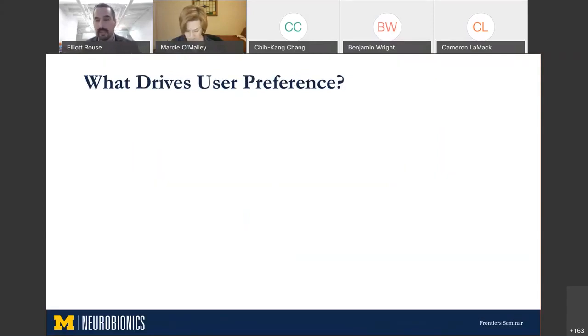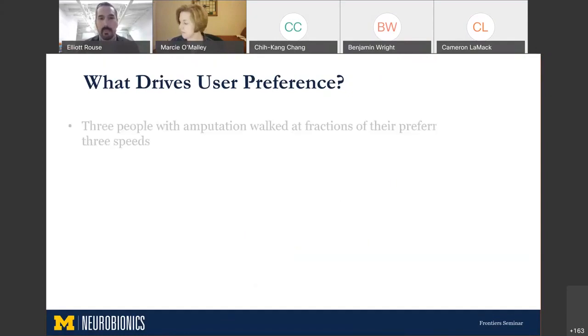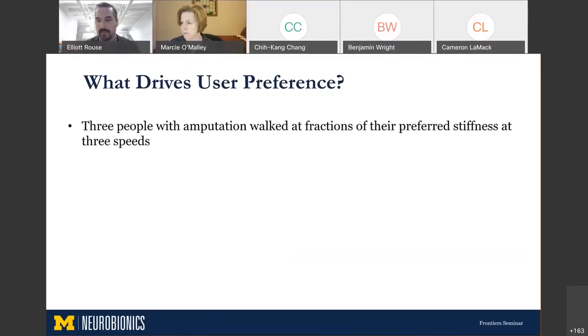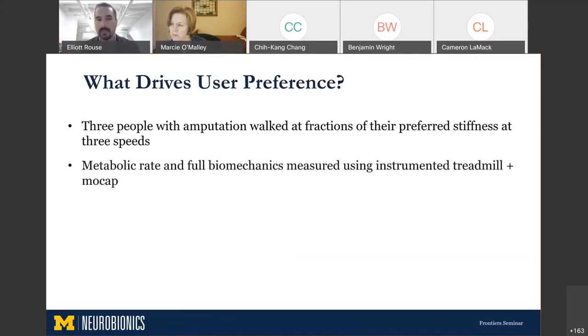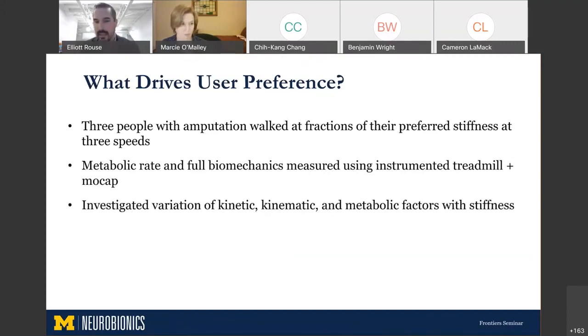The last project in this kind of series I want to tell you about is maybe what's driving preference. What are people sensing that's actually informing them of their preferences, given that they're so reliable? For this experiment, we measured 3 people that walked at fractions of their preferred stiffness. So we found their preferred stiffness, we had them walk on a treadmill, and then we had them walk at stiffness values that were plus and minus 15% and plus and minus 30% away from their preference. And we did this across 3 different speeds. We measured metabolic rate and full biomechanics using instrumented treadmill and motion capture. And we looked at how do these kinematic and metabolic factors vary with stiffness.